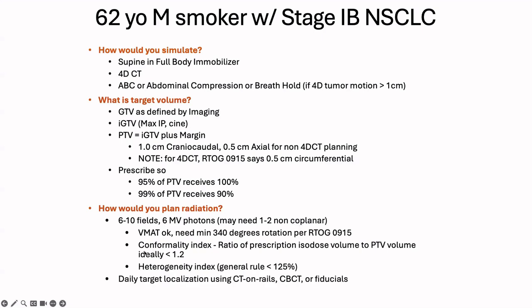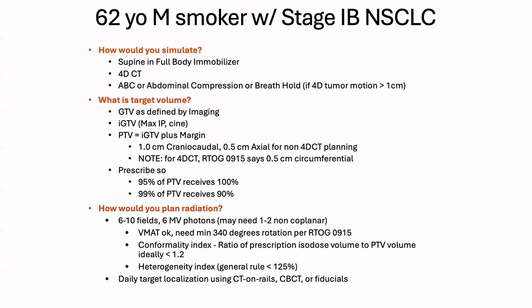Some of the indices that we'll look at are conformality and heterogeneity. We want to make sure that the ratio of the volume of the 100% dose to the volume of the tumor is somewhere around 1.2. You of course want to make sure that the radiation dose comprises the entirety of the planning volume, but not too much so. One of the most common numbers that we'll look for is around 1.2, and then for heterogeneity, generally less than 125% would be a good rule.